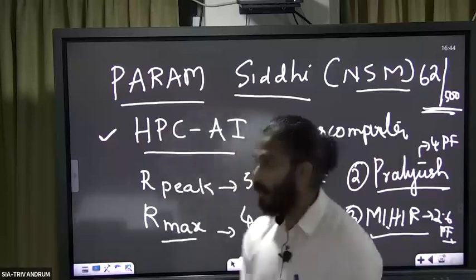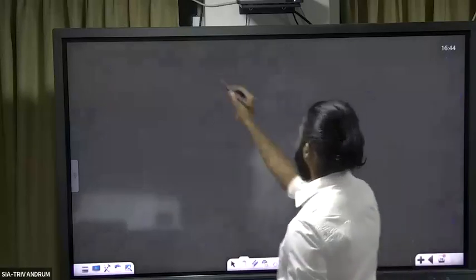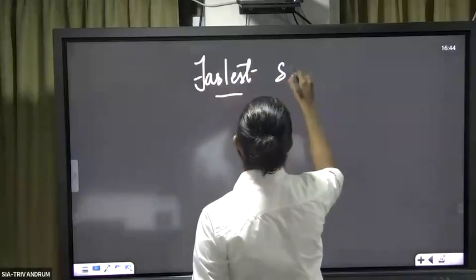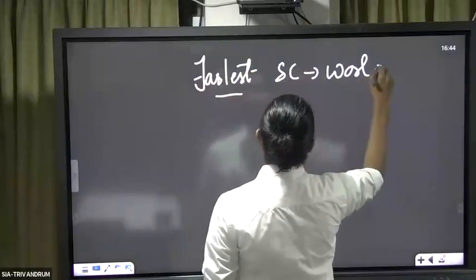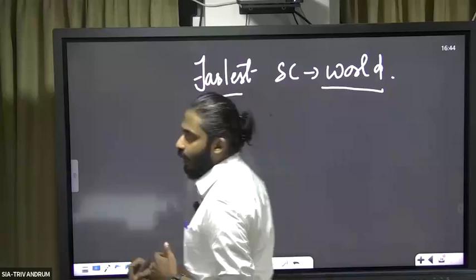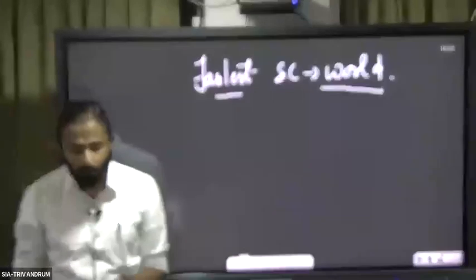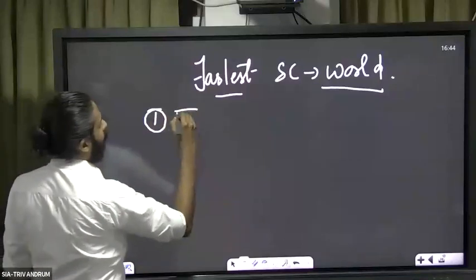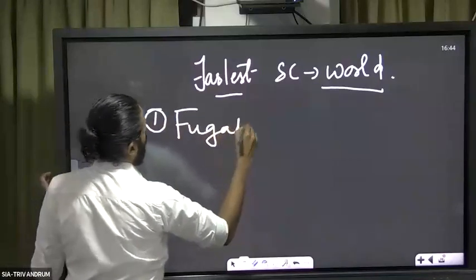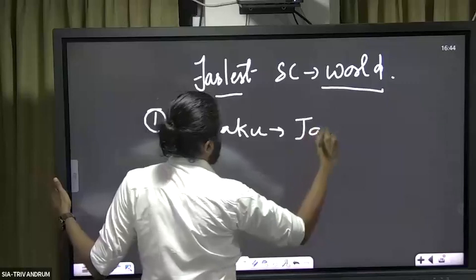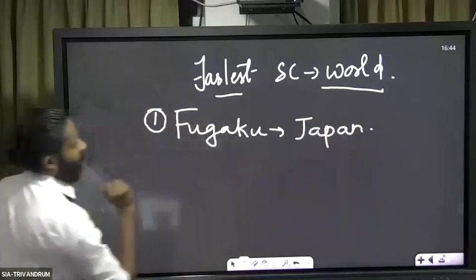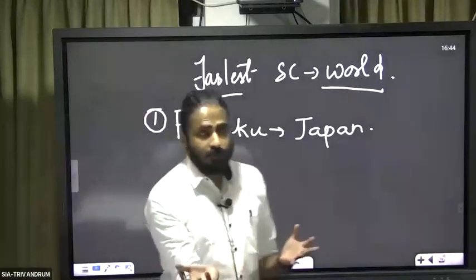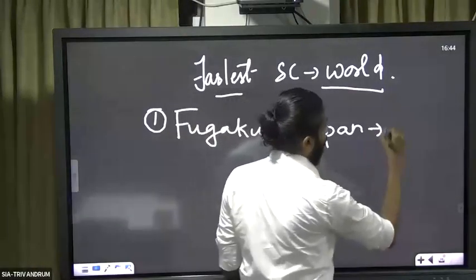Now, which are the fastest supercomputers in the world? That also you should remember, because questions can be picked from that. Which country has the fastest supercomputer in the world now? It is Japan. The fastest supercomputer in the world now is Fugaku, which is developed by Japan. Can you guess the speed of this? It is 415 petaflops.